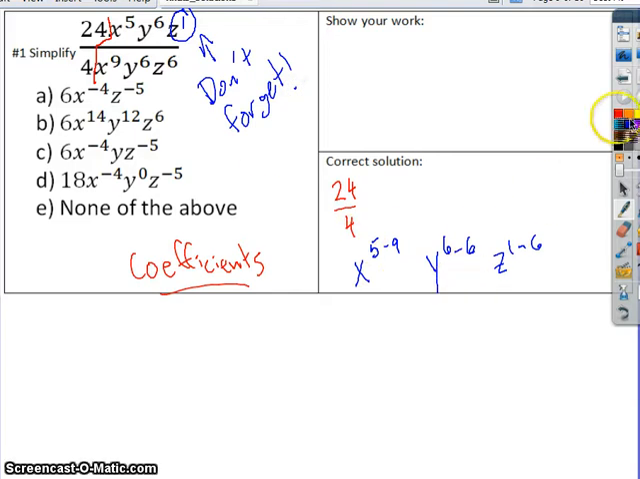All right, so now I can go ahead and simplify. 24 divided by 4 is 6. That's the number out in front, so I can cross this out. And then it's x to the 5 minus 9 is negative 4. Y to the 6 minus 6 is 0, so I'm not going to write that at all. This would be correct, so this could have been okay here, but the 18 was wrong. I'm just not going to write any y's at all. Z to the 1 minus 6 is negative 5. And so my solution is right here. All right, pause here if you're watching.